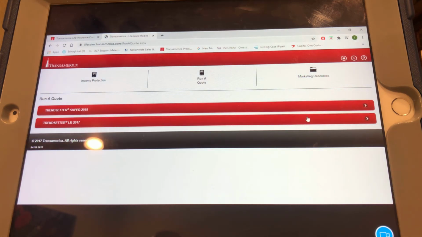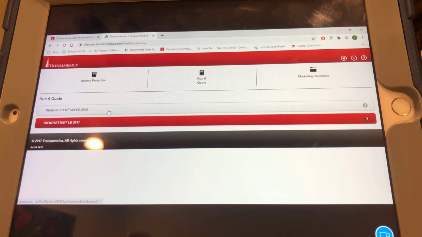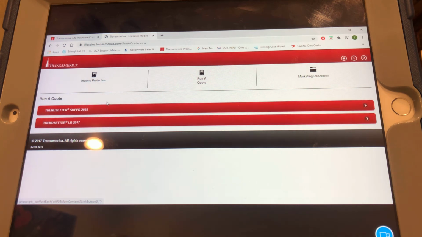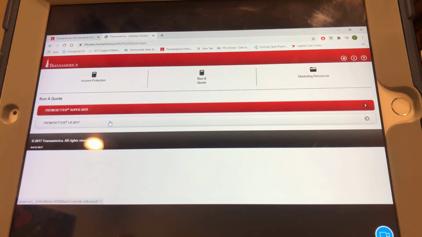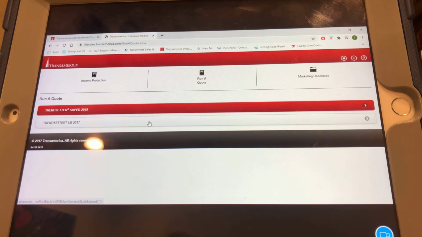Typically I use the Trendsetter LB that has the living benefits, and the one that says Trendsetter Super does not have living benefits. So this is with living benefits, this is without. We'll run the quote on the same person, same death benefit amount for the LB, and then show that it's just a few dollars difference. Hey, Tyler, we can use my cousin if you want to. Sure, let's do that. All right, let's take Trendsetter LB 2017.